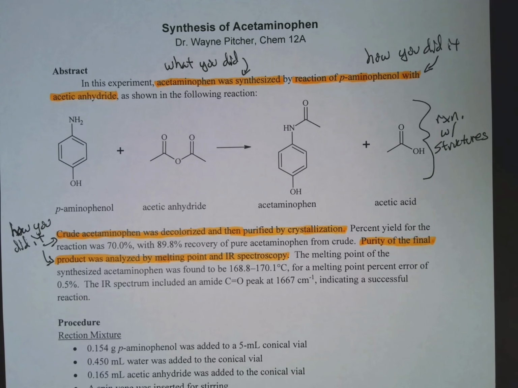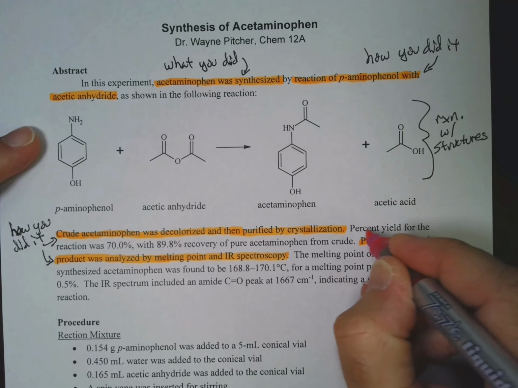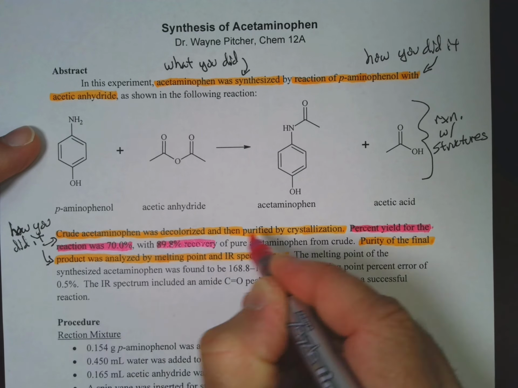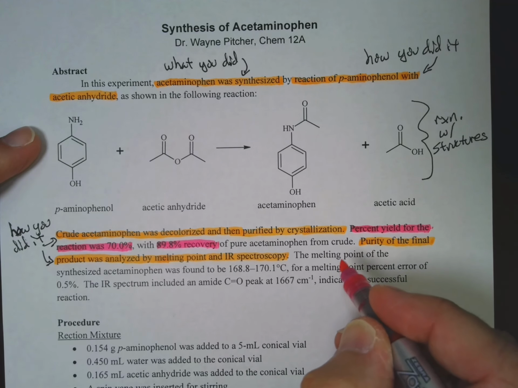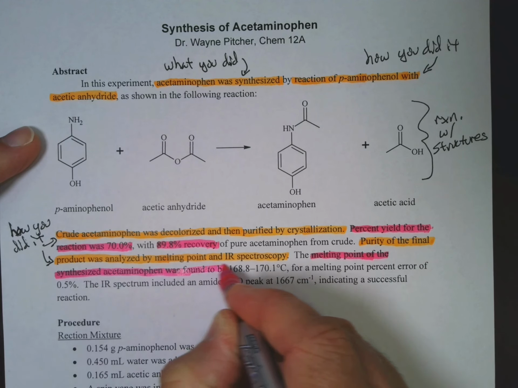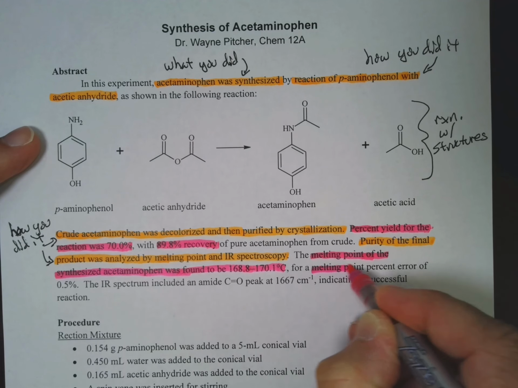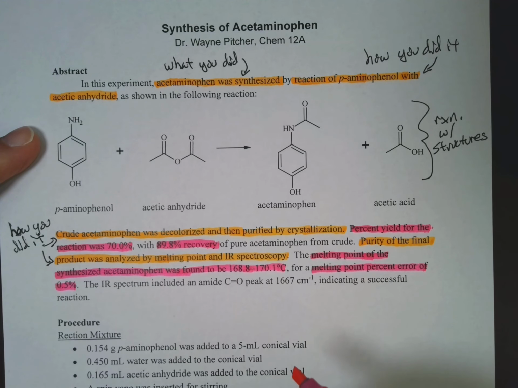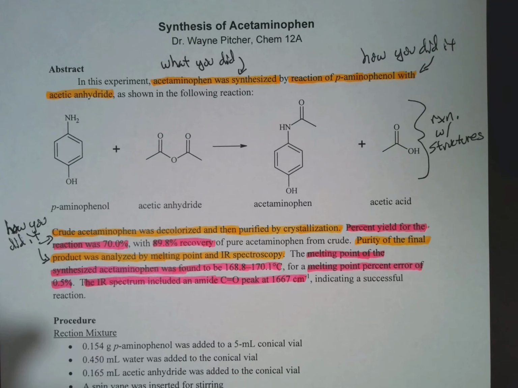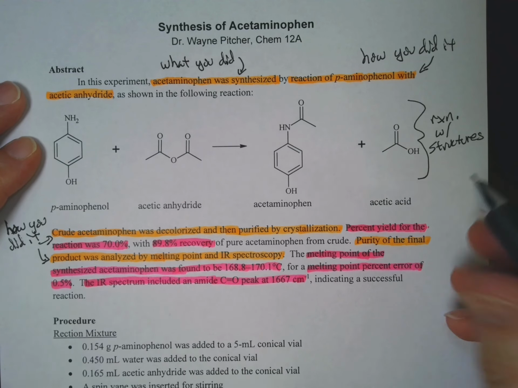Where did my highlighters go? Oh, there are my highlighters. Let me get my pink highlighter here. We have here percent yield was 70%, 89% recovery, and then melting point was that, and then melting point percent error was 0.5%, and then a little summary of the IR spectra here. So these are results.